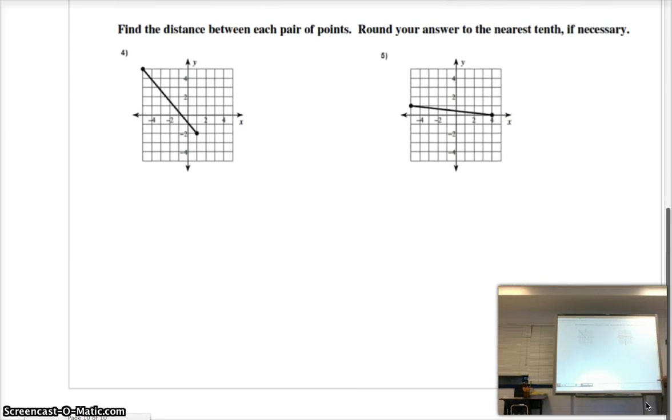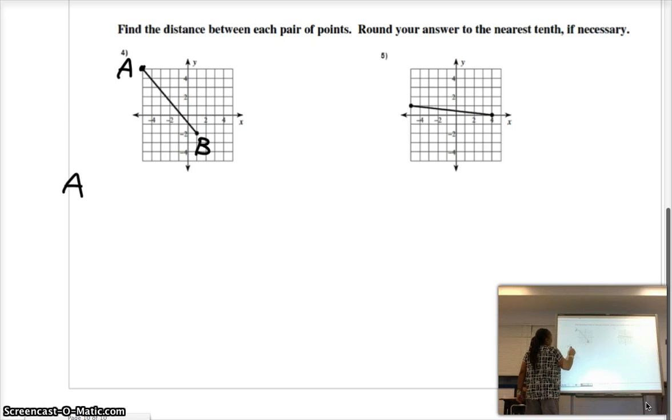Now, is it any different if we've got a coordinate plane? No. We just have to add a step. And what step is that? Find the coordinates of our points. Okay, I'm going to label these so you all can see. This is my A, and this is my B.